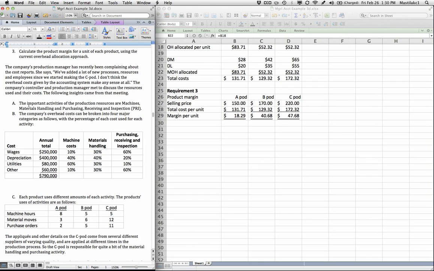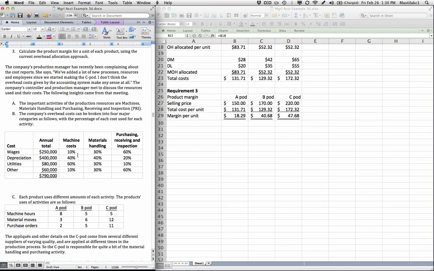We found out that a useful way to break our production activities up is into the resources of machines, materials handling, and purchasing, receiving, and inspection. So those are the three cost pools, or the three areas we're going to break our overhead resources into. The company's overhead costs that they currently have are really broken up into four current line items. They've got wages, depreciation, utilities, and other.